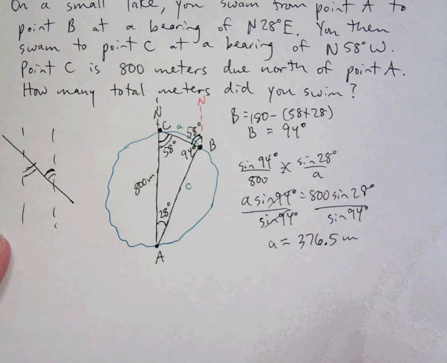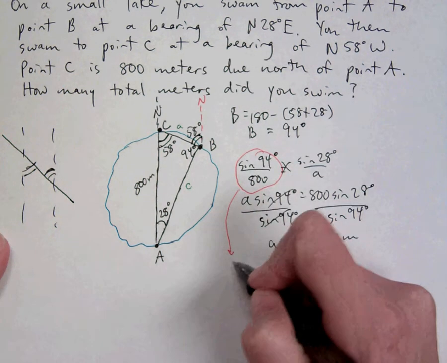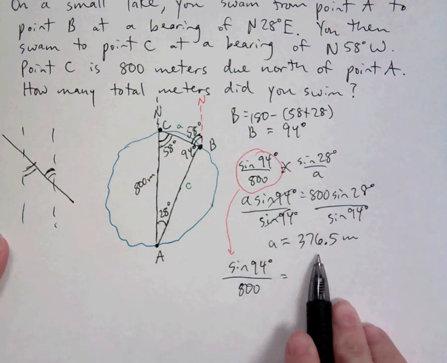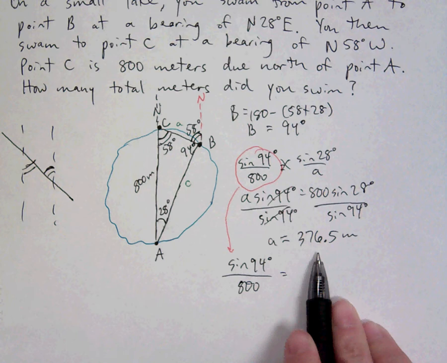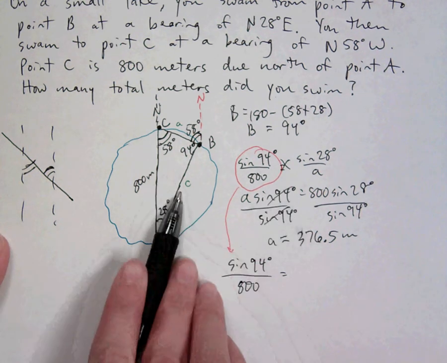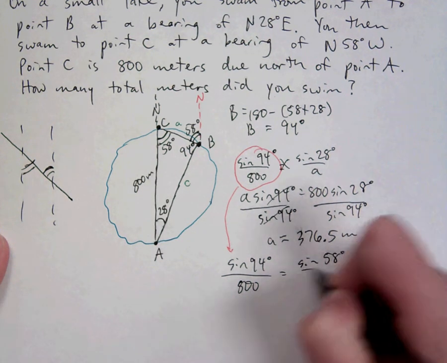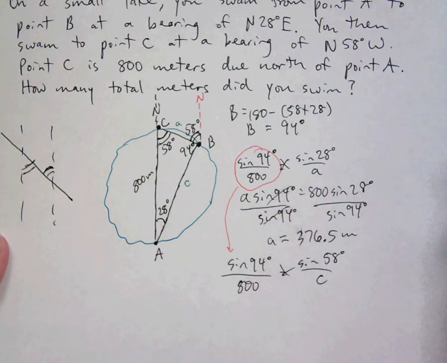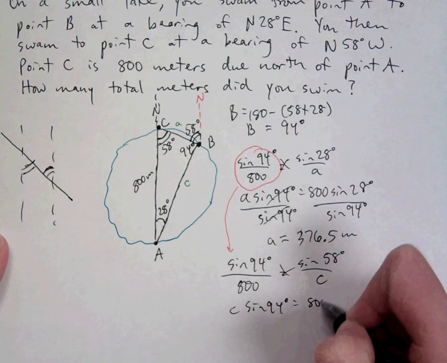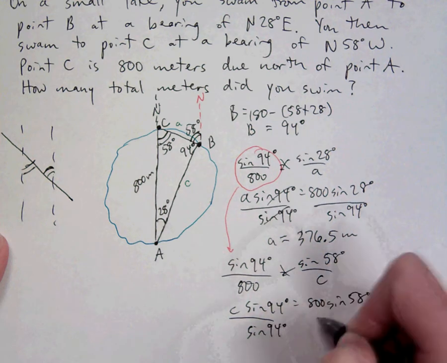And if you haven't noticed this already on other stuff you've done, you're going to use this same beginning part again, because that's the one I know for sure. I don't want to use this rounded value I just found because that's rounded, so I'm not going to get a very good answer. So I'm still going to use sine 94 over 800, but now since I'm finding side C, I'm going to use the angle across from it, so sine 58 over C. So obviously the cross multiplying is going to be very similar. I'm going to have C times sine 94 on one side, I'm going to have 800 times sine of 58 on the other, and divided by sine of 94 again.